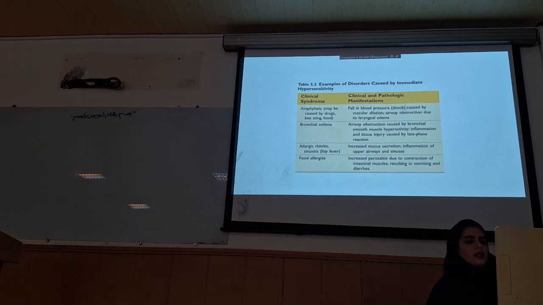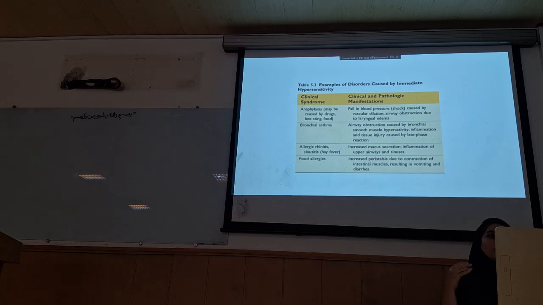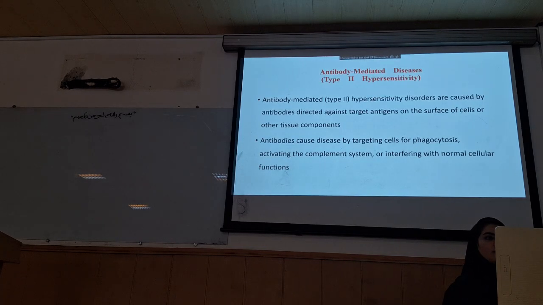And this is a table from your book. Disorders caused by immediate hypersensitivity: anaphylaxis, fall in blood pressure, bronchial asthma, allergic rhinitis, and food allergy. It's very important. You should know the examples of each hypersensitivity reaction. For example, type 1: allergies and allergy-like symptoms, anaphylaxis, bronchial asthma, allergic rhinitis, and food allergy. These are examples of type 1.